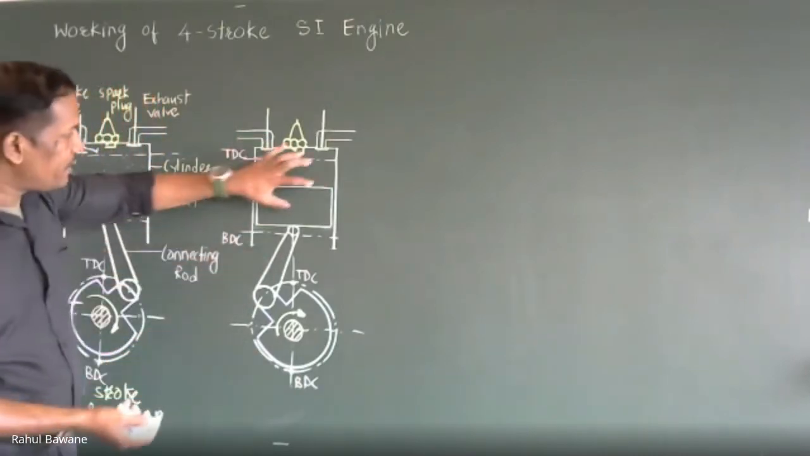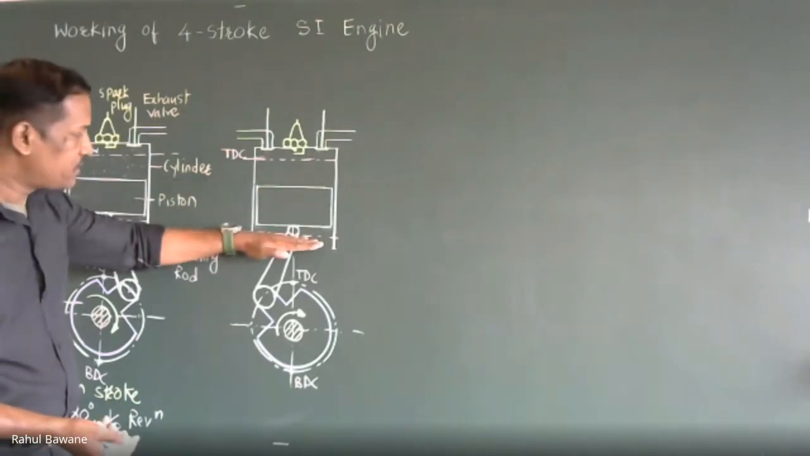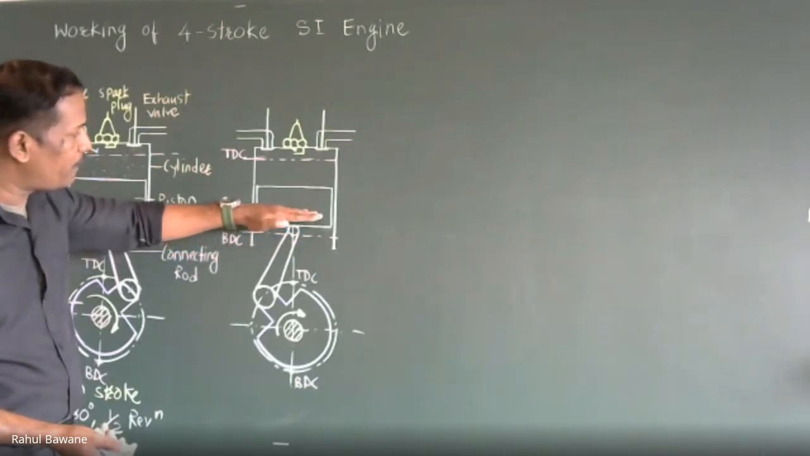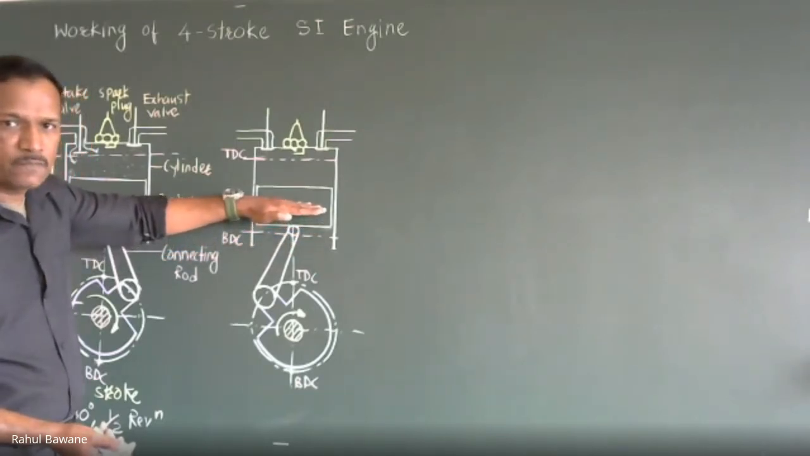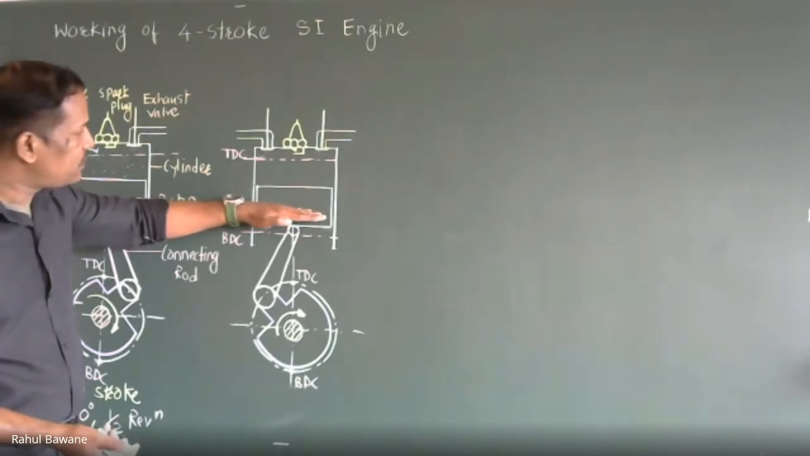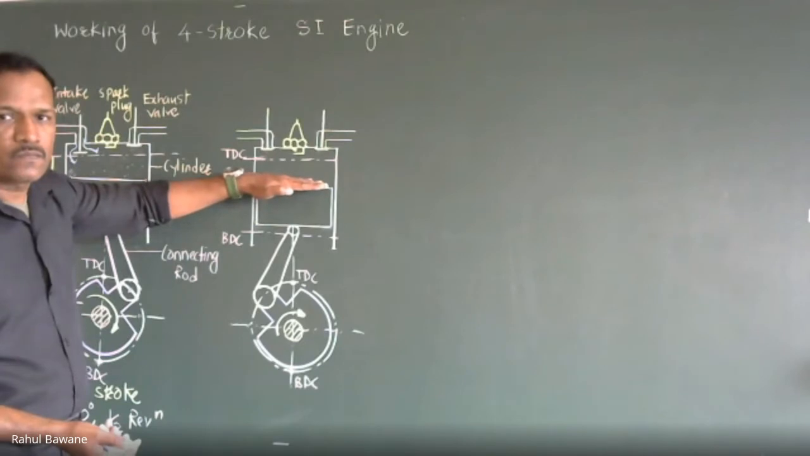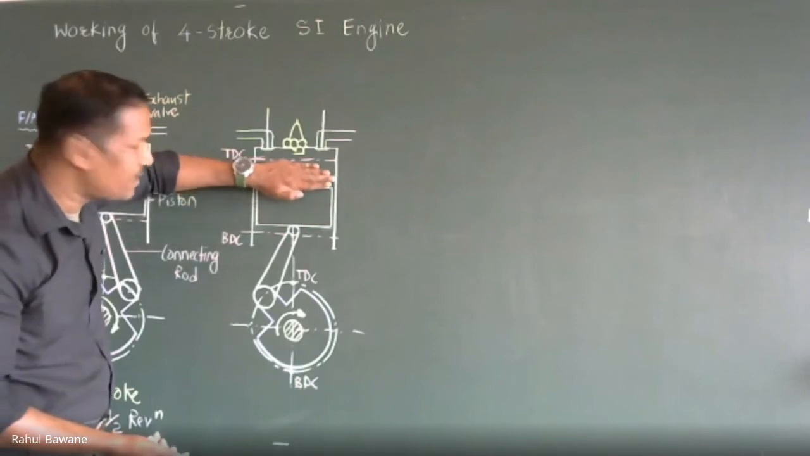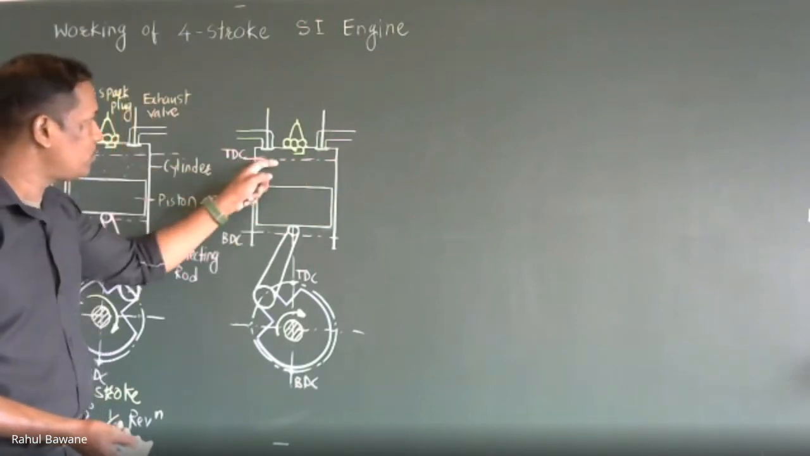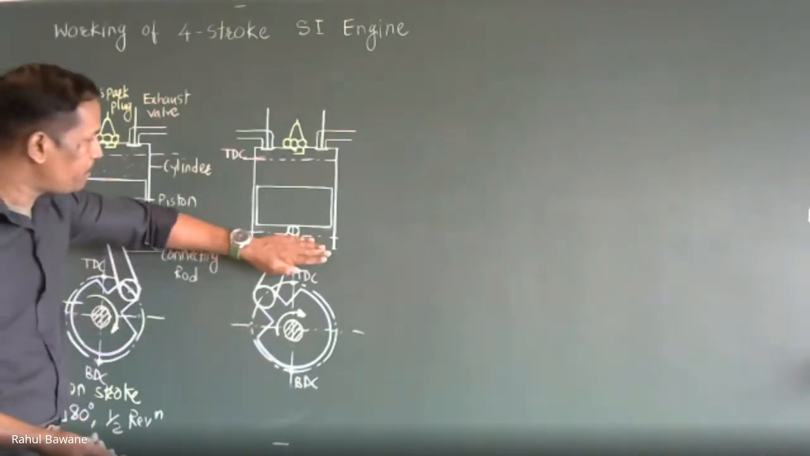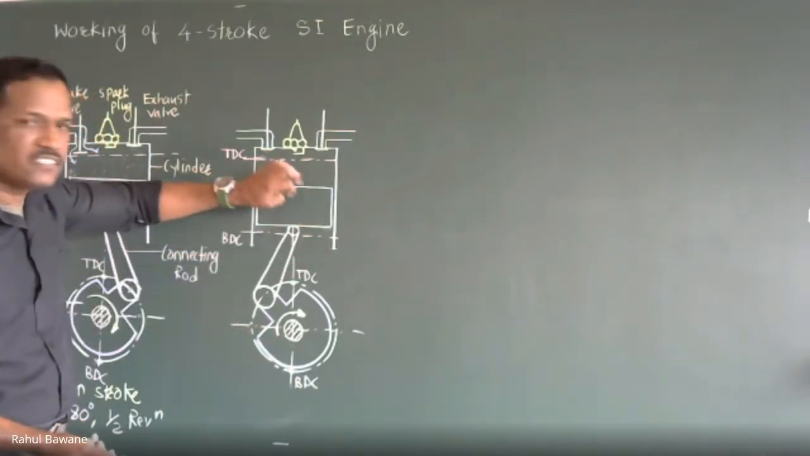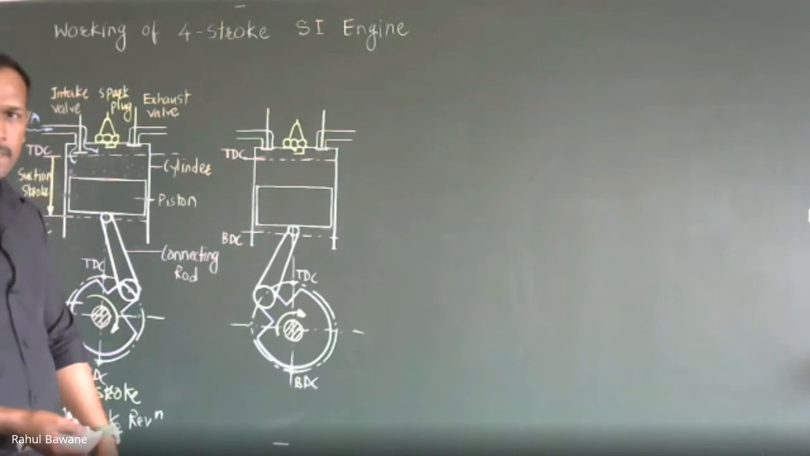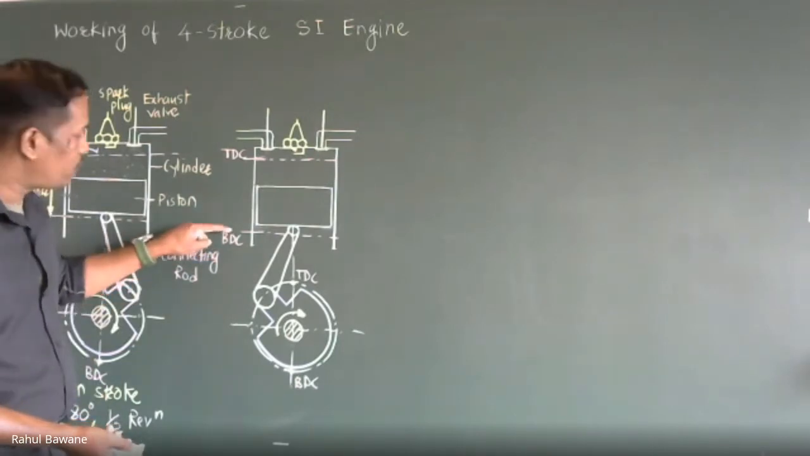Now imagine the whole cylinder is filled with your air fuel mixture, the piston is here, and due to the crank this piston is pushing upward. So whatever the charge inside this, it doesn't have any passage to move out, so this charge gets compressed. So compression starts, and this compression will continue till the piston reaches TDC, because the piston cannot move ahead of TDC. So whatever the charge inside the cylinder, it compresses till it reaches TDC. That means the piston completes one stroke from BDC to TDC.